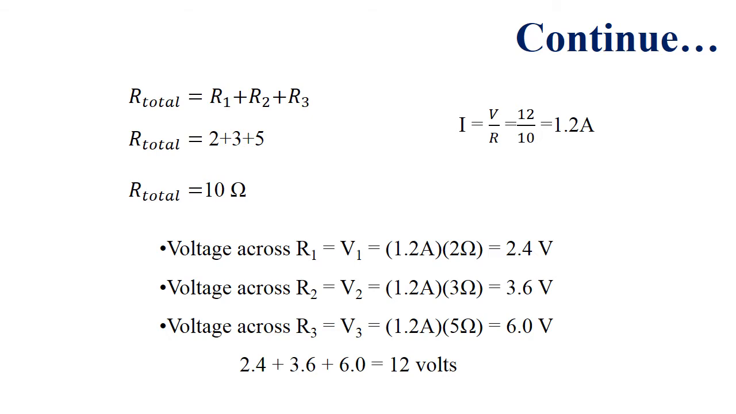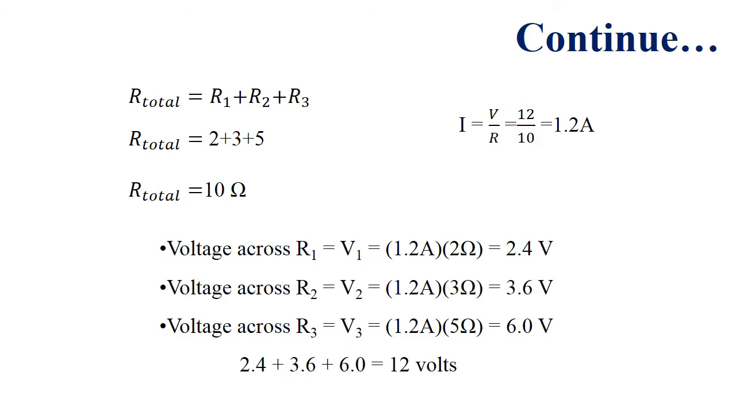Now if we solve the series circuit as we discussed in the previous slide, the total resistance in the series circuit is equal to R1 plus R2 plus R3. So R total equals 10 ohm. Now if we want to find the current in the series circuit, we know that in a series circuit we have only one current. Across each resistor we have equal current. So I equals V divided by R. R is the total resistance, which is 10 ohm. So I equals 1.2 ampere.